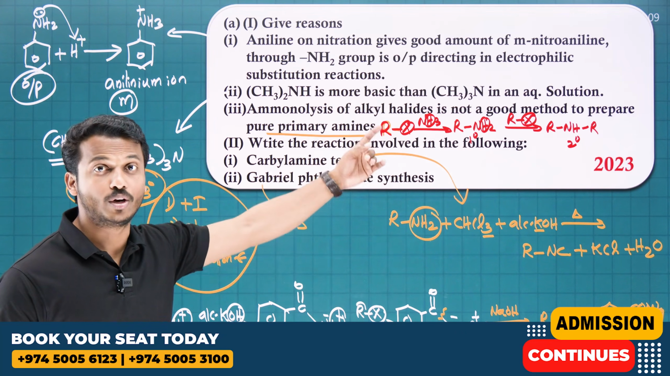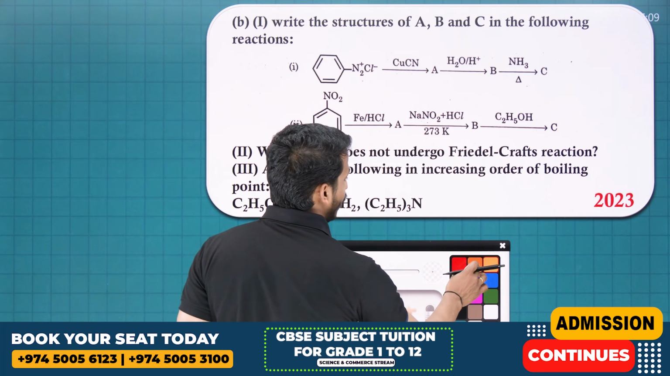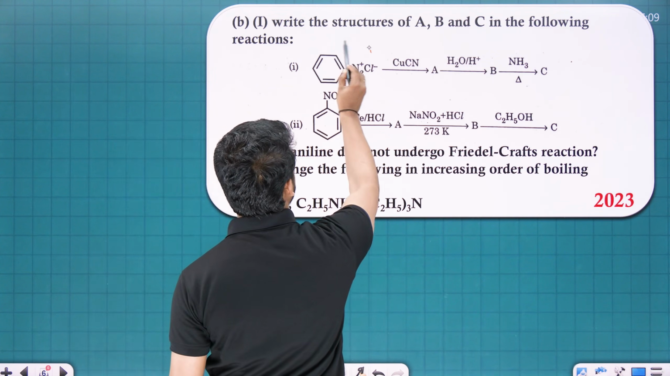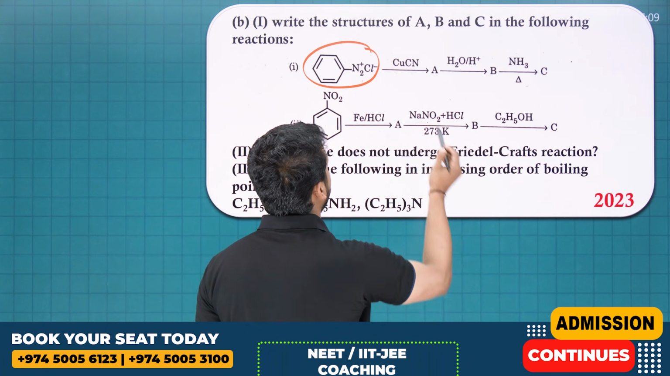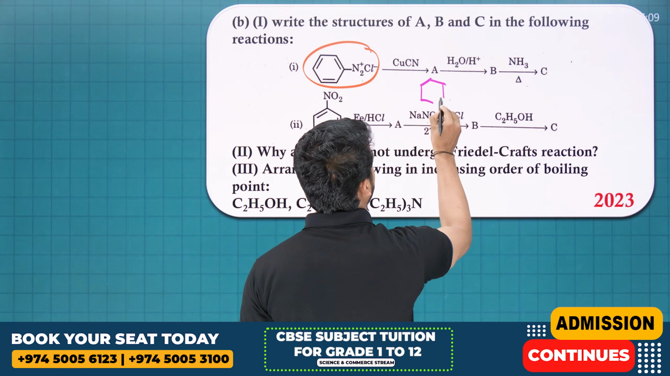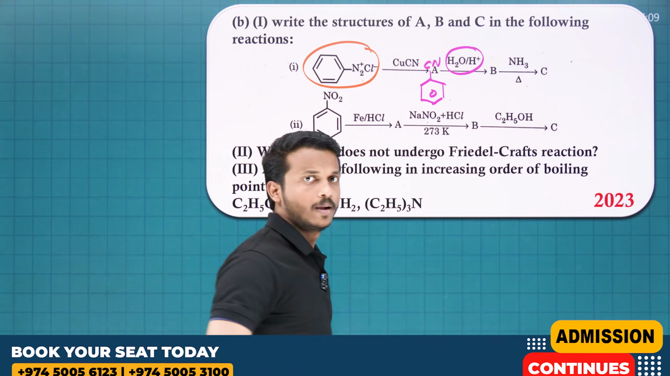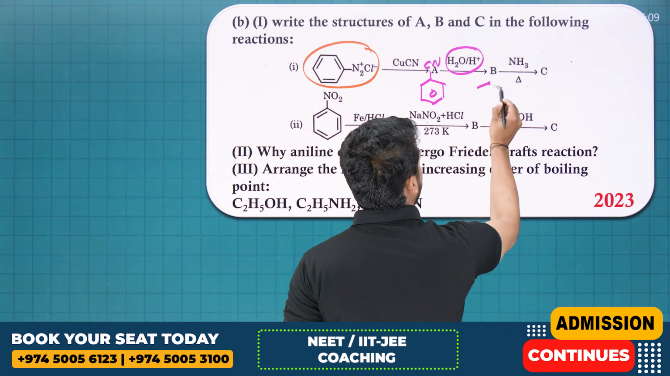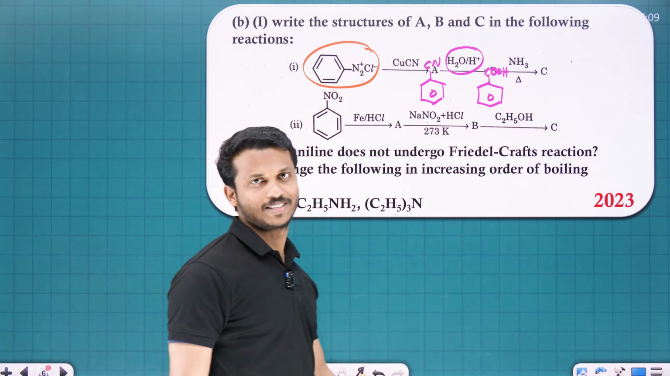Description you can suggest. 2023 board question, my dear. Next one. There is a continuation, B question. Write the structure of A, B, C in the following. So what is this? Benzene diazonium chloride, right? What happened? Benzene diazonium chloride treated with CuCN undergoes the Sandmeyer reaction. We get benzene with what? Cyanide, right? Cyanide. We know cyanide on complete hydrolysis becomes carboxylic acid. So it becomes COOH, benzoic acid.